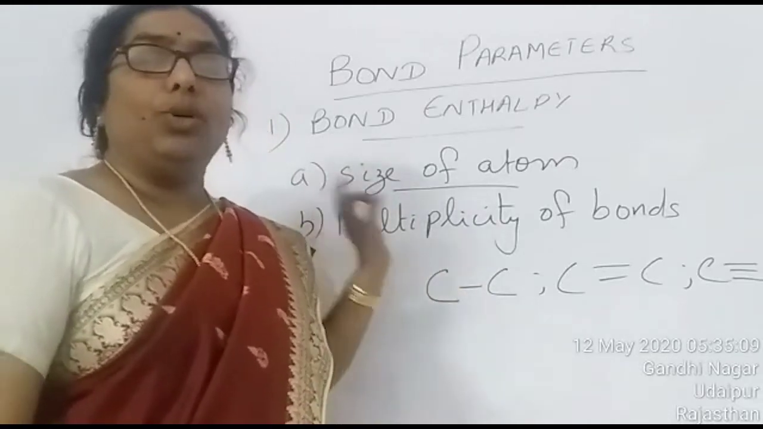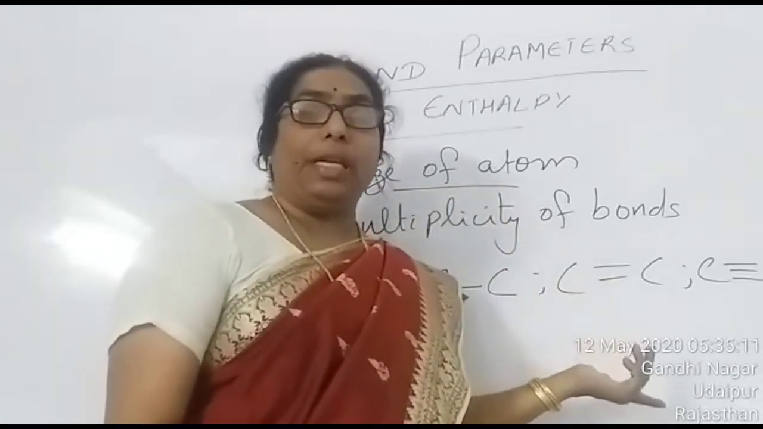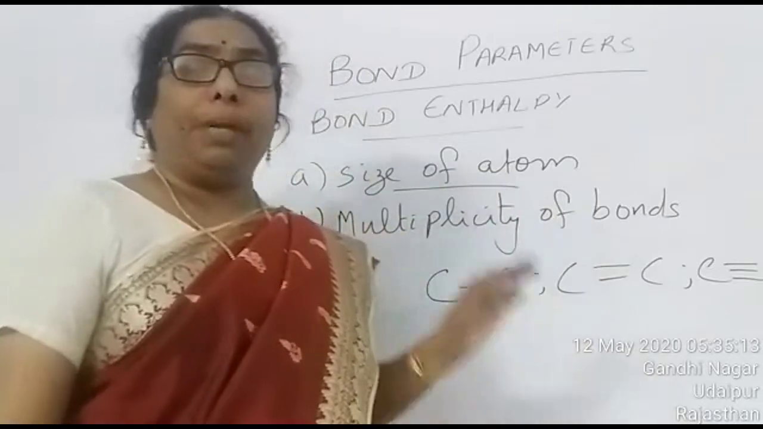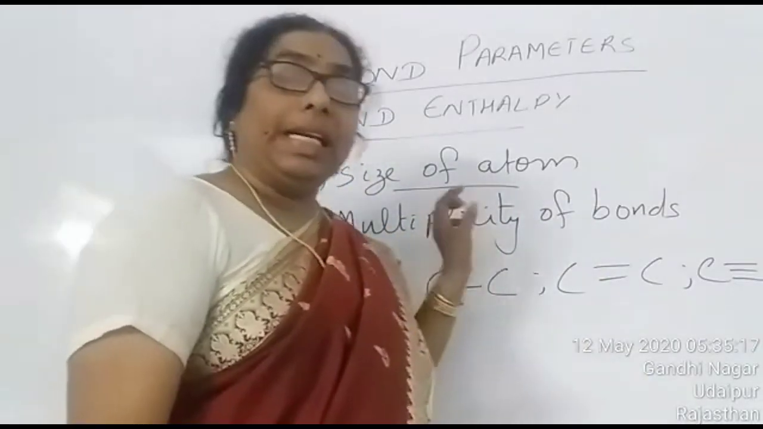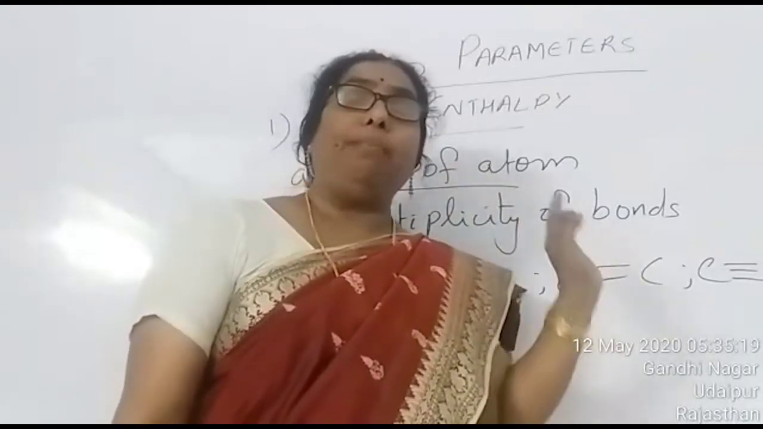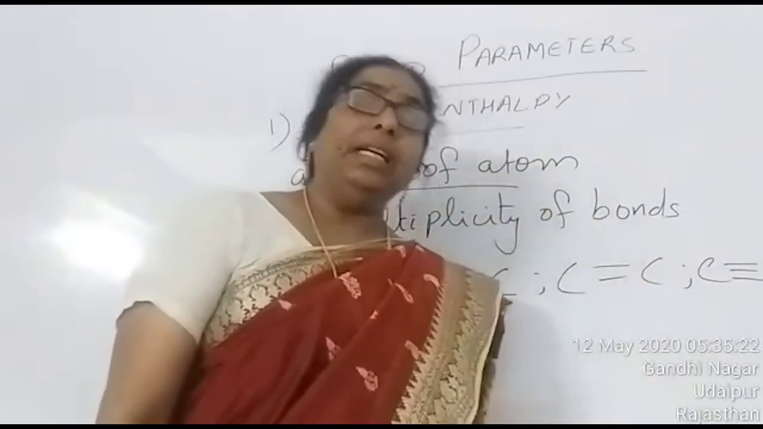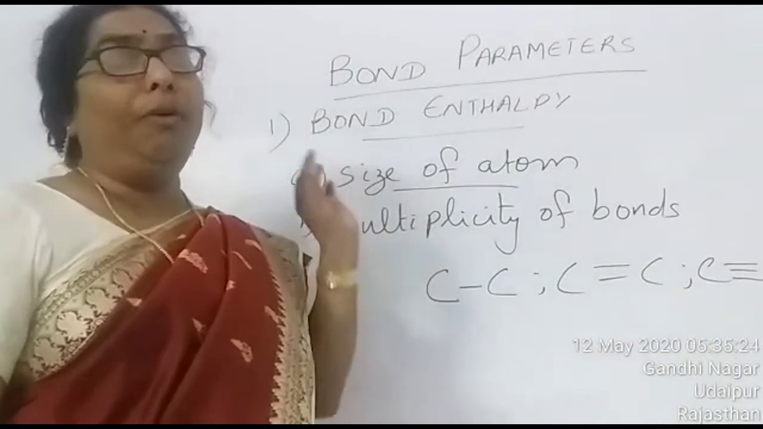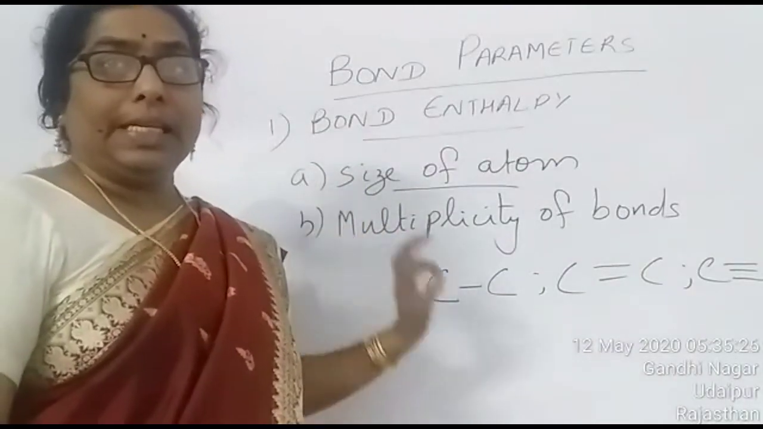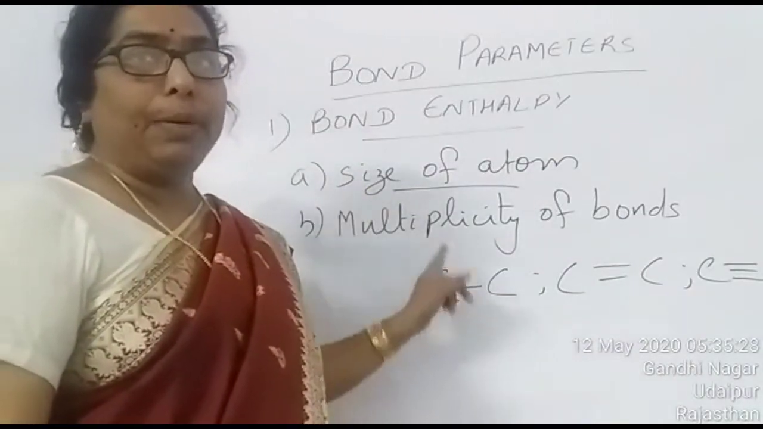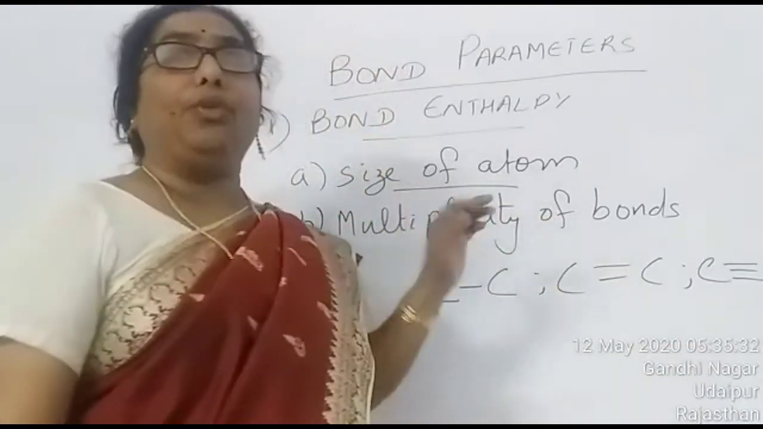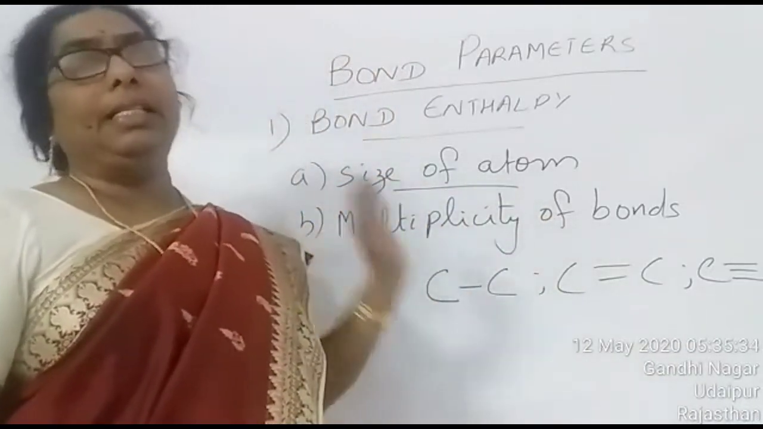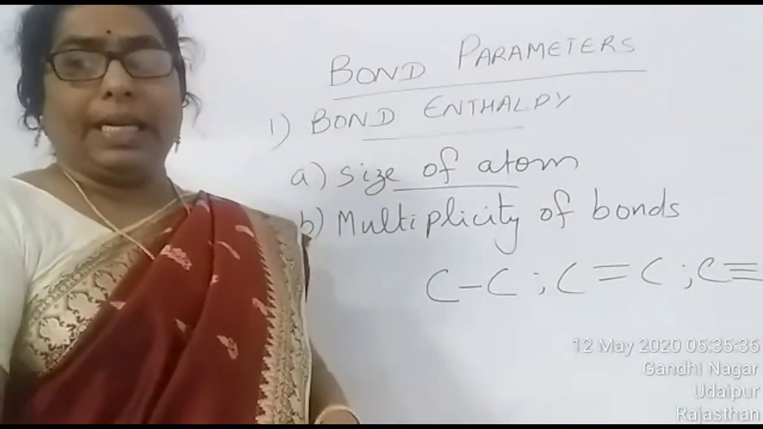Is it clear? So as multiplicity of bond increases, bond enthalpy increases. What is the reason behind this? It is due to the increase in the number of shared pairs of electrons, which in turn increases the magnitude of attractive force. Is it clear, children? As the multiplicity of the bond increases, the number of shared pairs of electrons increases, and hence the bond enthalpy increases.